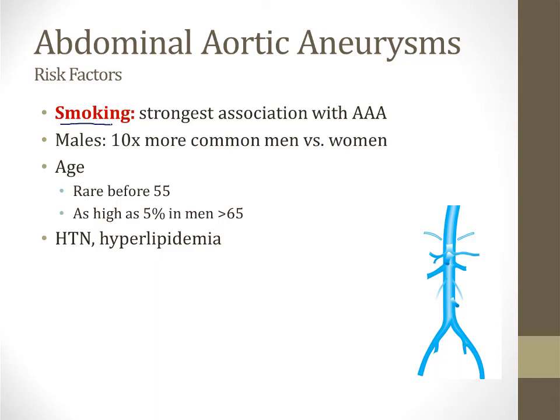Smoking is one of the strongest risk factors for development of an AAA. It has the strongest association with development of AAA in many clinical studies. Males are 10 times more likely to develop an abdominal aortic aneurysm than women, and age is also an important risk factor. These are very rare before 55 years of age, and they're as high as 5% in some studies in men greater than 65 years of age. In addition, hypertension and hyperlipidemia are also risk factors. So the classic patient to develop an abdominal aortic aneurysm is going to be a male smoker about 65 years of age with these other risk factors for vascular disease.